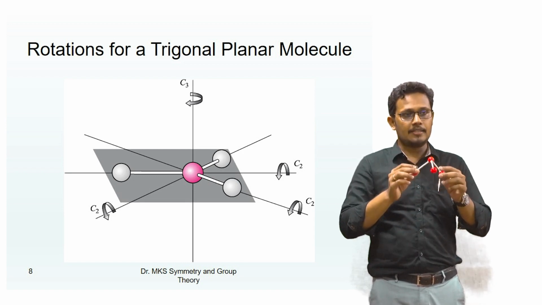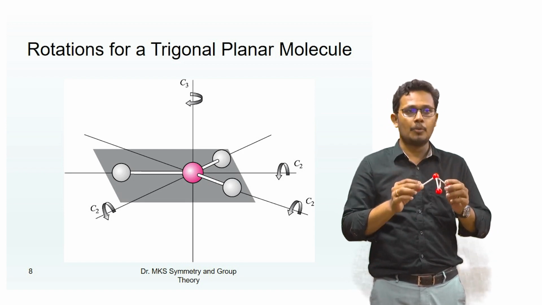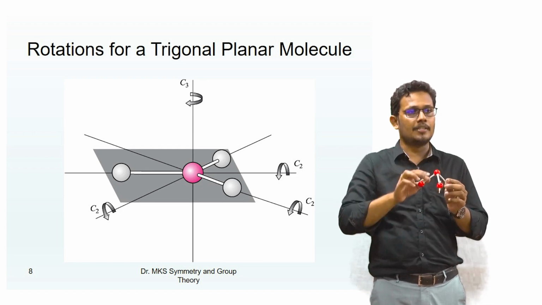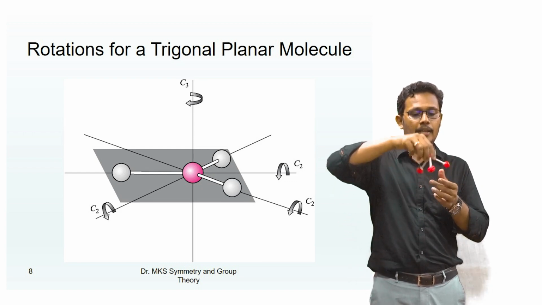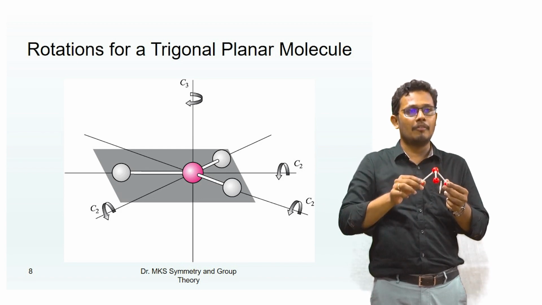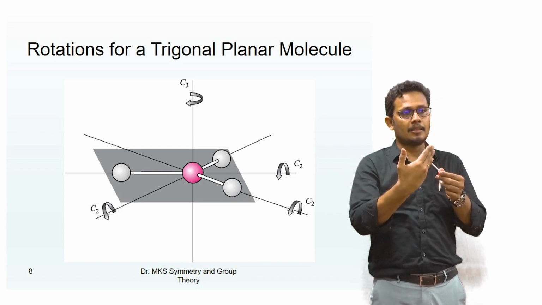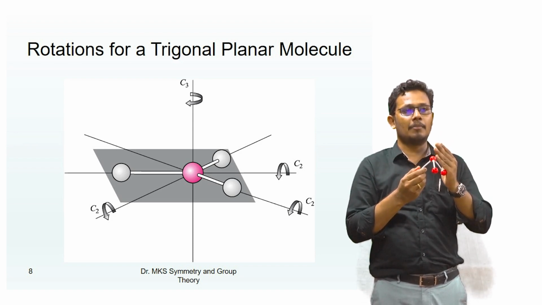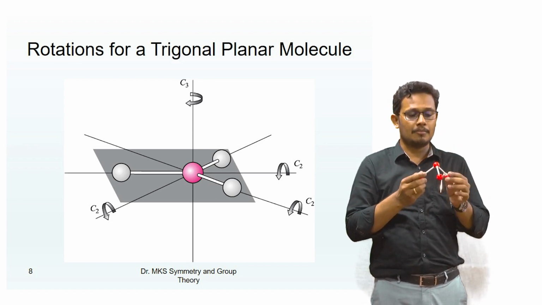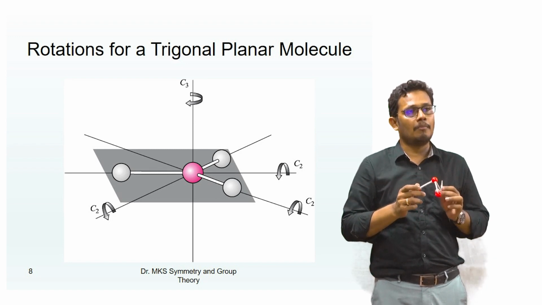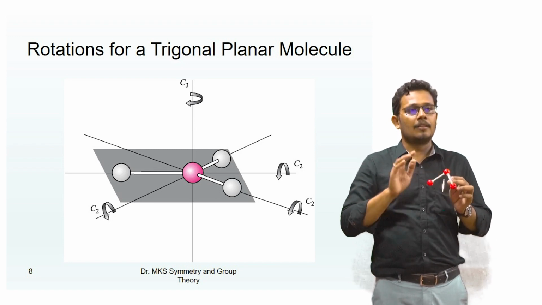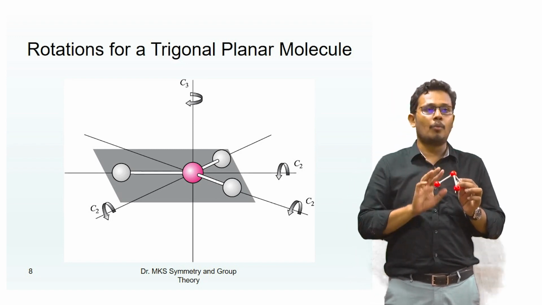So in general, ammonia has a C3 rotational axis and three sigma V's. What are those three sigma V's? One sigma V, another sigma V, and another sigma V. Totally three sigma V's are present in the ammonia molecule. This is regarding the plane of symmetry, the vertical planes.